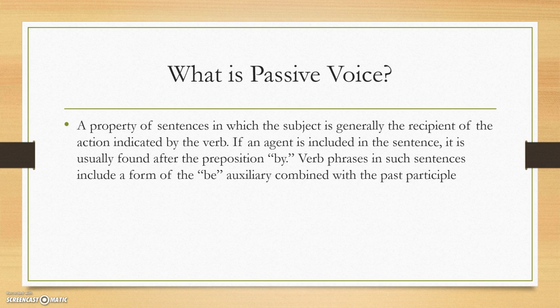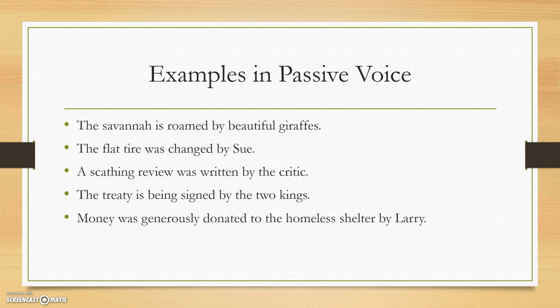Now let's look at some examples of passive voice. The savannah is roamed by beautiful giraffes. The flat tire was changed by Sue. A scathing review was written by the critic. The treaty is being signed by the two kings. Money was generously donated to the homeless shelter by Larry. Notice how each of these maintain the be verb along with by.